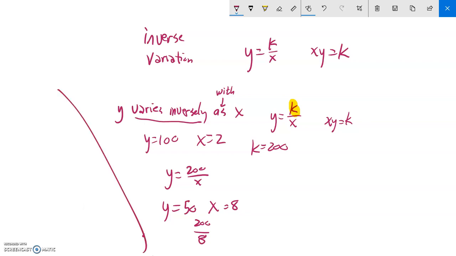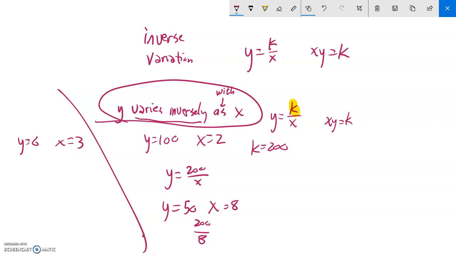Let me show you another example like this. Same thing again, y varies inversely with or as x. I'm going to say when y is 6, x is 3. What would y be when x is 12? So let's start with our model. We know that x times y, if they vary inversely, always have to multiply to the same thing. So x times y, 6 times 3 is 18. So that's my k value. So I know my model is y equals 18 divided by x.